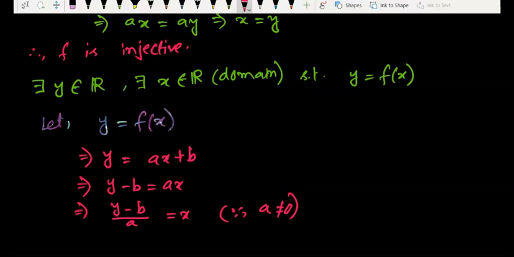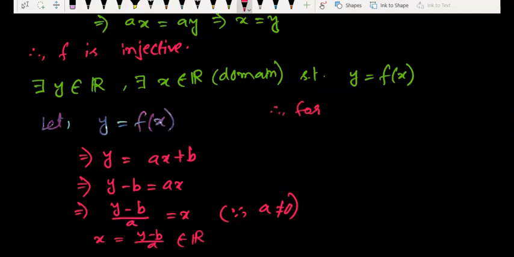Now you think whether this x belongs to R, whether x is a real number or not. We see that a is not equal to 0 and we divide by a. So this is not undefined, this is a defined thing. And y minus b is a real number and a is also a real number. Therefore x equal to (y minus b) by a. This is a real number, this belongs to R.